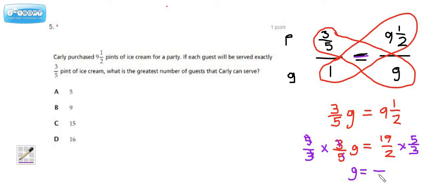So you have to ask yourself, we're talking about a number of guests. Can we have a partial guest? And the answer to that question is no. So you have to decide, do we want to make sure we have enough for each guest and therefore we need to round down, or do we need to round up? So ask yourself that, and you'll see the answer in the line up here of choices.